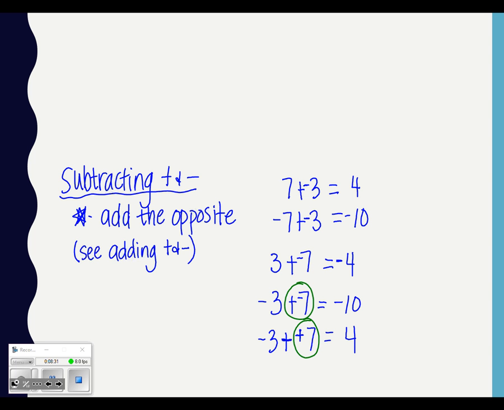Hopefully this will help you to be able to add and subtract. These rules still apply if you're doing fractions or decimals. However, on your assignment, when you see fractions and decimals, you may use the calculator. In fact, you can use the calculator on the assignments, the learning activities, anyway.